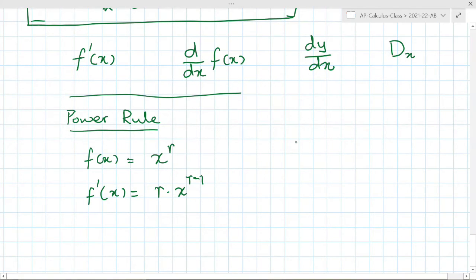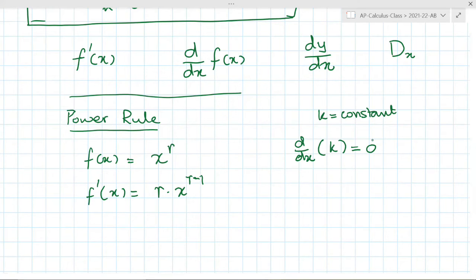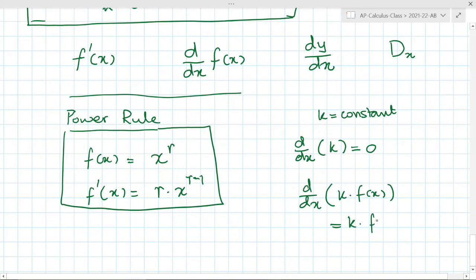Also, what is the derivative of a constant? The derivative of a constant is 0 because there is no change. We're talking about instantaneous rate of change. If it is the same everywhere, then its derivative is 0 because it's not changing, right? And if we are looking for the derivative of k times some function, it's k times the derivative, right?